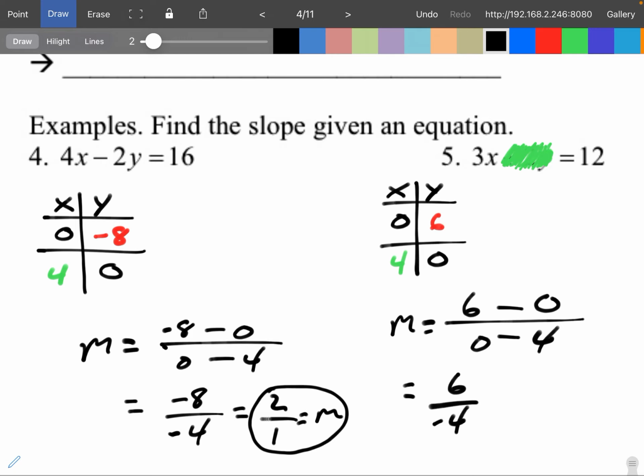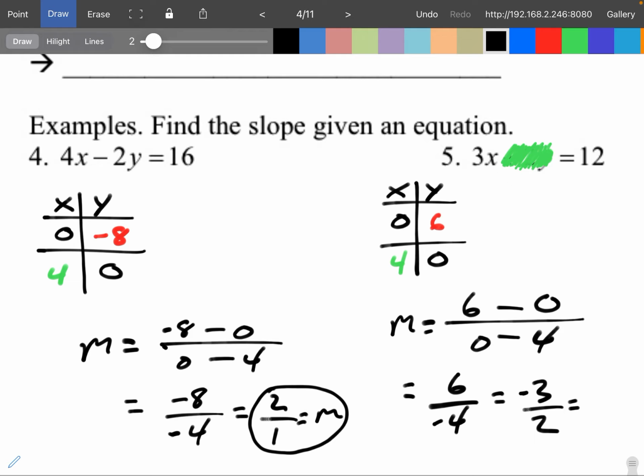Then we're just going to use our slope formula again. So we're going to write m equals, put our 2 subtractions in there. What are our y values? 6 and 0. What are our x values? 0 and 4. Good. So we get 6 minus 0 is 6. 0 minus 4 is -4.